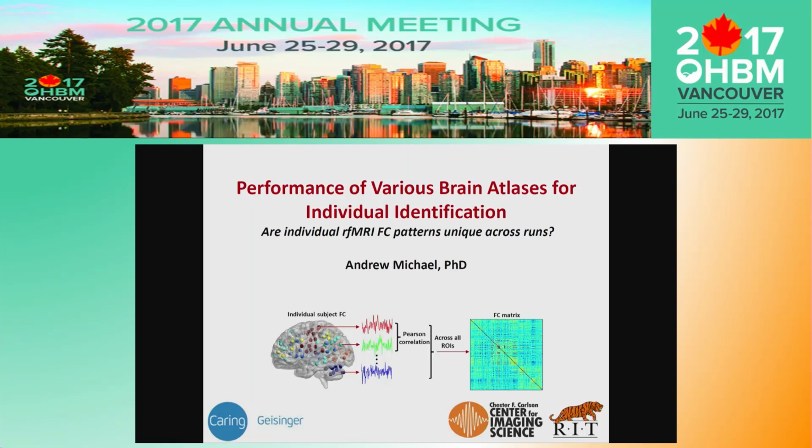So basically the question we're asking here is, are individual resting fMRI connectivity patterns unique across different runs? And can it be used to identify individuals, pair individuals between runs? So I'm going to try and use the mouse here.